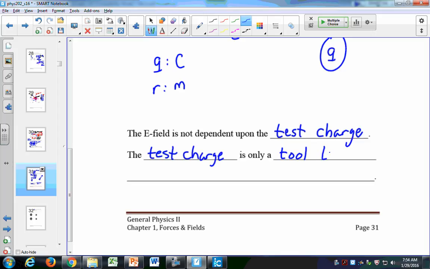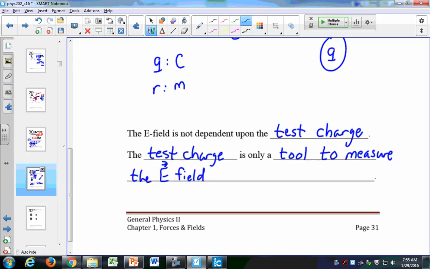To measure or sample the E field. Not even really to measure, but more to think about the electric field. What is the electric field? I never really understood the test charge. Do y'all understand it? I mean, I understand it now.